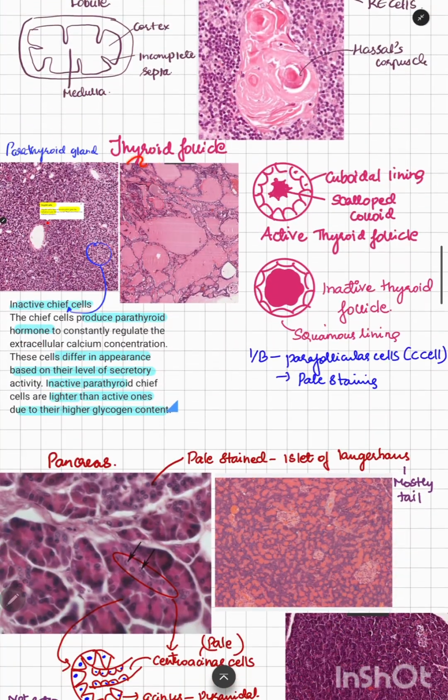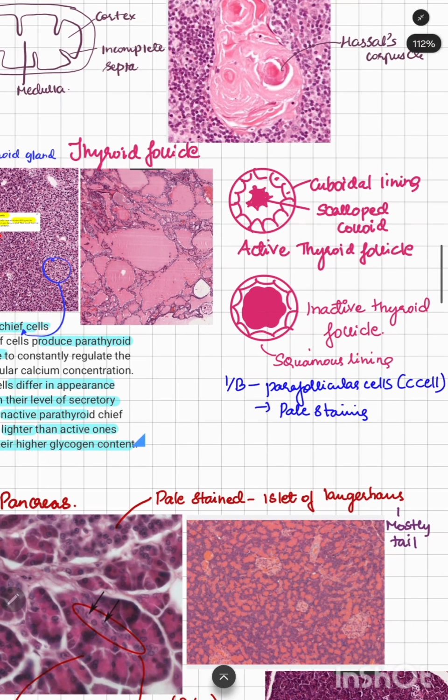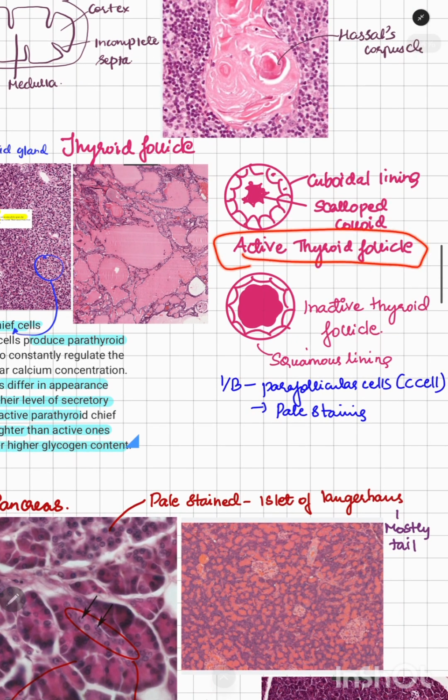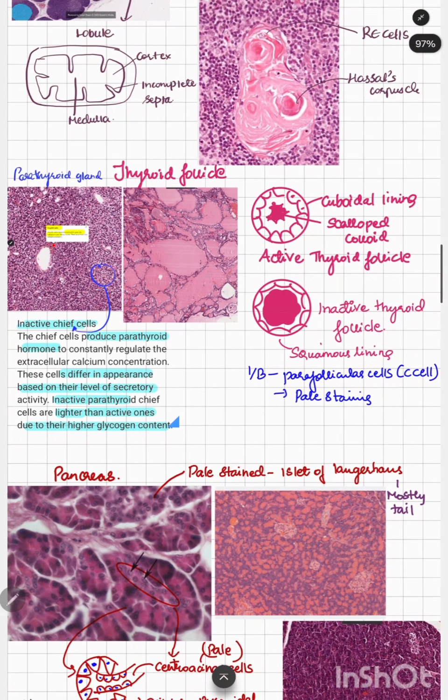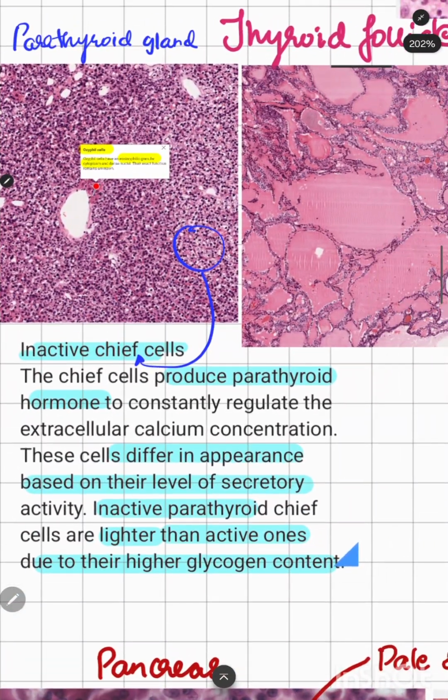Then comes thyroid follicle. I think it's very easy to identify thyroid follicle, where you'll find a pinkish colloid. There are two types of thyroid follicle, right? Active and inactive. How to identify it? Like, you cannot identify, but you should know that active thyroid follicle is having cuboidal lining, and the colloid is scalloped because the colloid is being used up to make thyroid hormone, right? So if you find scalloped colloid, it's mostly active thyroid follicle. Inactive thyroid follicle has got a squamous lining, and the colloid is not scalloped, right?